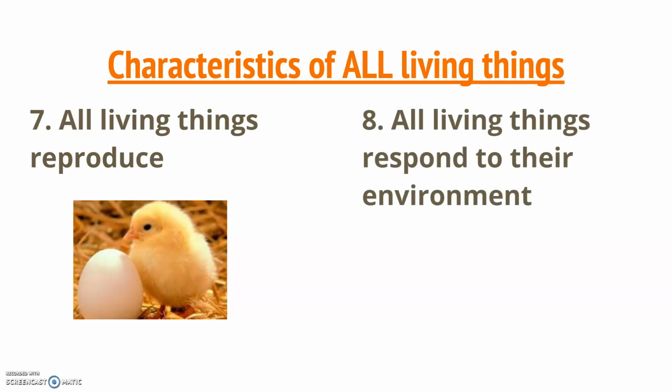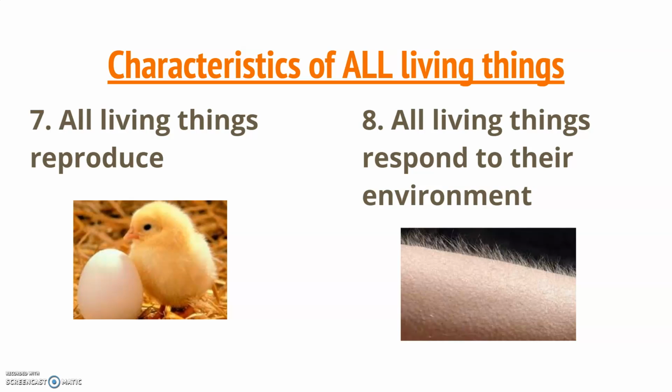And the final item on our list is that all living things respond to their environment. All living things will react to different stimuli in different ways. For example, when we're in a cold environment, humans react by getting goosebumps, and the hair on our arm raises. This is just one of the many ways humans respond to our environment, and all living things respond to their environment in some way. If the object doesn't respond to its environment, well, it's not a living thing.